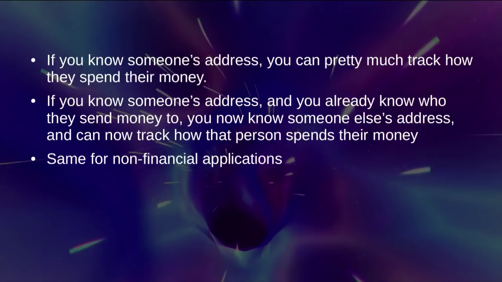If you know someone's address and you know who they send money to, you now know someone else's address. So if I know Alice's address and I separately know that Alice sends transactions to Bob, I now also know Bob's address. And now that you know Bob's address, you can look up how Bob spends his money. And if you already know that Bob, on some schedule, sends some transactions to Charlie, then you can link those transactions up to transactions on the blockchain, and now you know which address Charlie corresponds to. So basically, privacy leaks often end up being contagious.